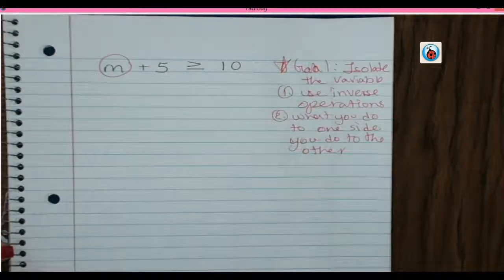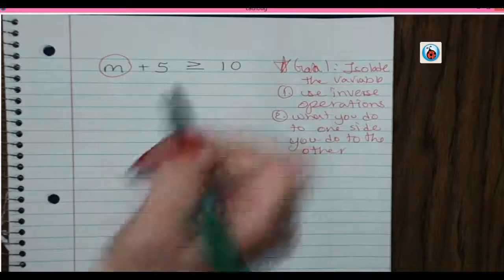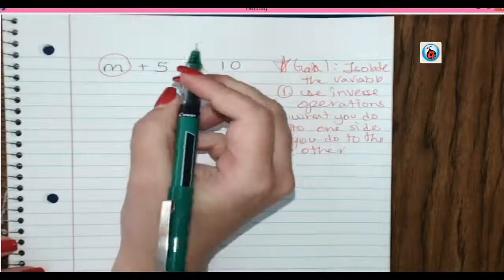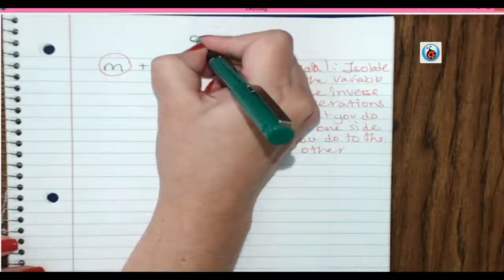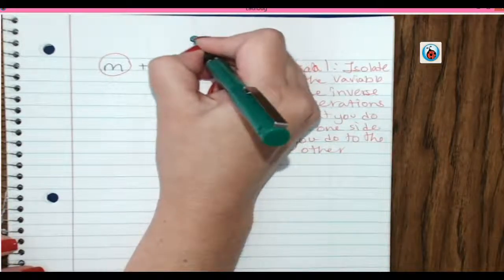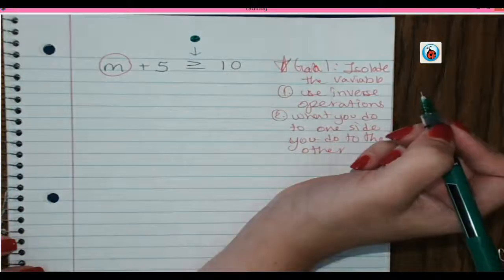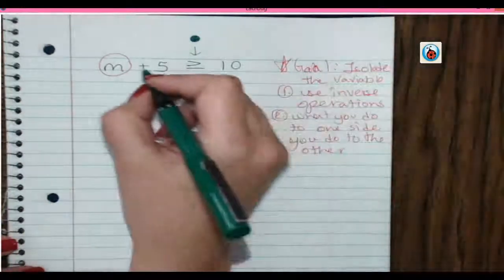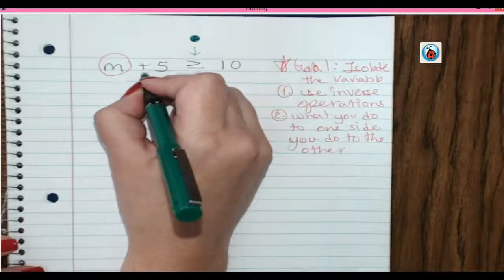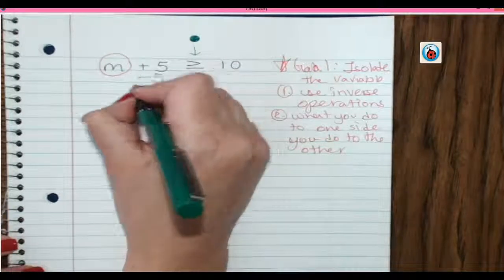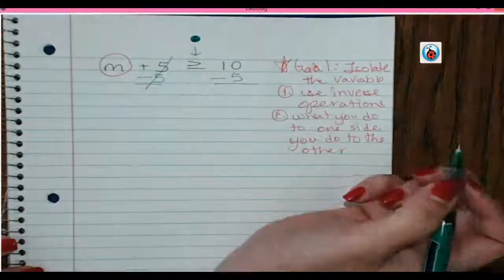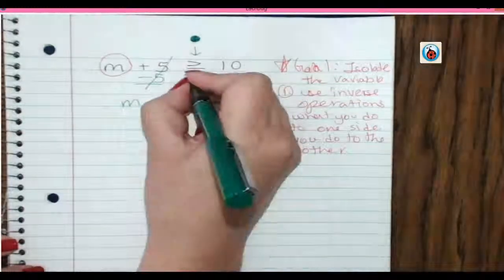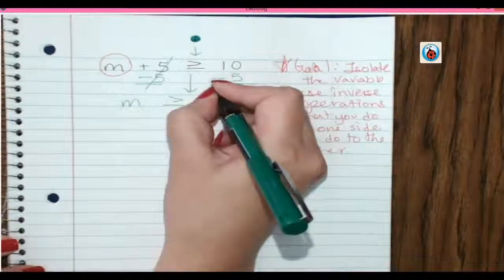So here we go. If we have m plus 5 is greater than or equal to 10, with this inequality, I already know that it is a closed circle. Yes or no? Okay. So what is the inverse operation of plus 5? Minus 5. What you do to one side, you do to the other. So m, bring this down, is greater than or equal to 5.